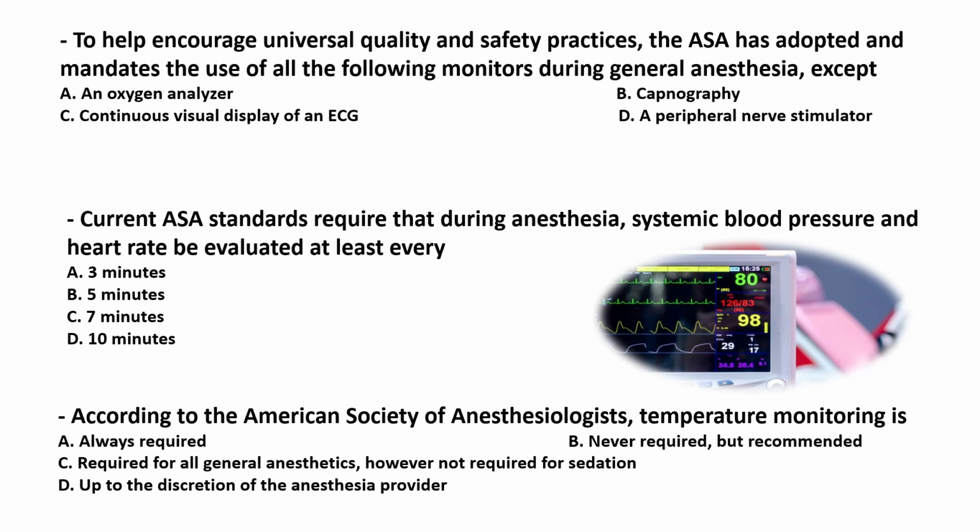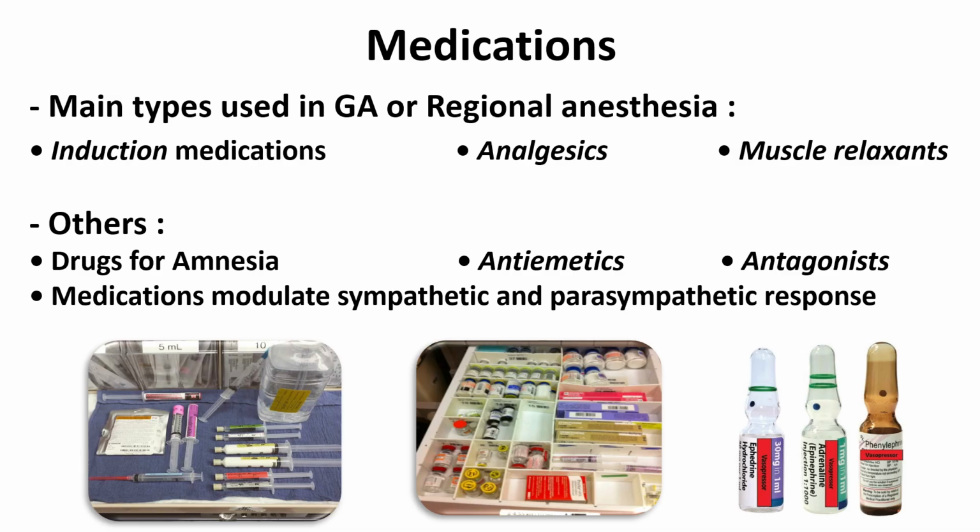Okay, so we have finished the standards of basic monitoring. Going to the next, the medications. Main types used in general anesthesia and regional anesthesia: induction medications, hypnotics, analgesics, muscle relaxants and their reversal.